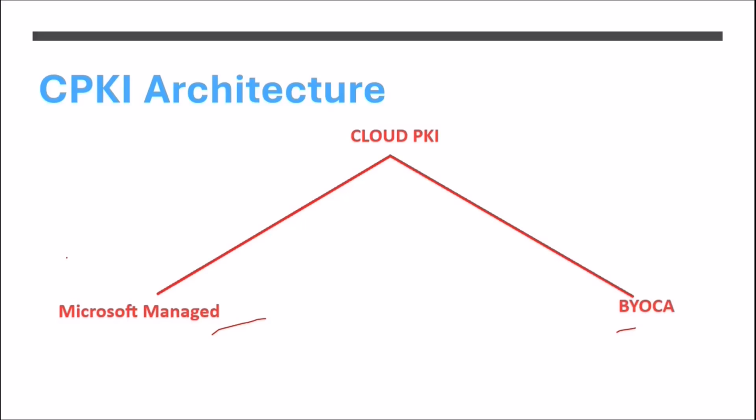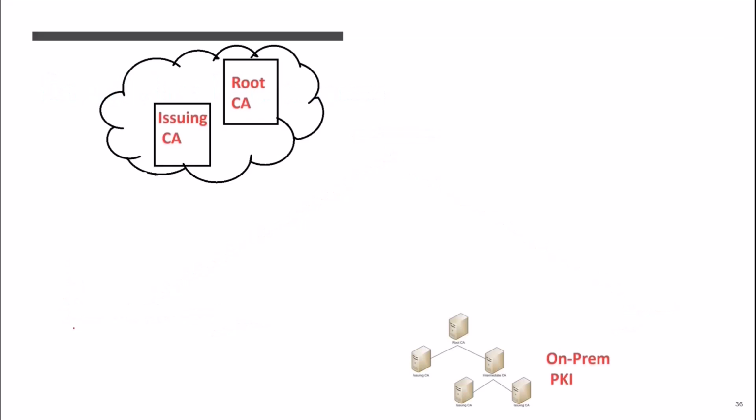So first, let's understand the Microsoft managed way of deploying Cloud PKI, and this is the easier methodology, and you can say this is the faster methodology as well. So in the Microsoft managed methodology of Cloud PKI, all we have to do is go to the Intune portal, and from there in Cloud PKI, we are going to make a root CA, a root certification authority.